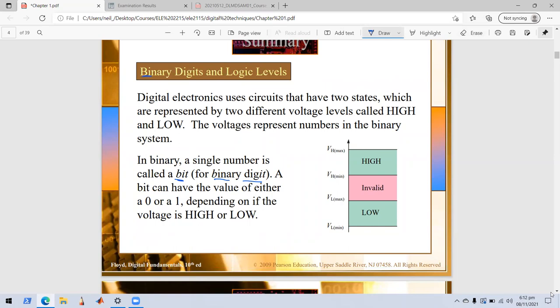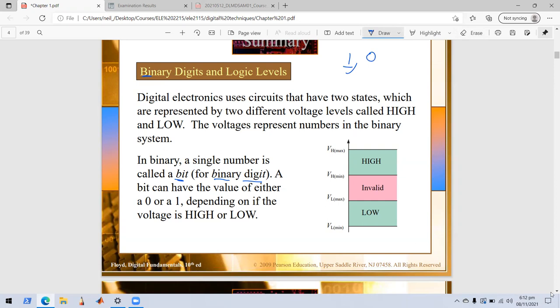Now, we can set it up either way. We can say that when something is on, it can be a 1, and when that thing is off, it can be a 0. Or we can set it up the other way, which is that when something is on, that's a 0, and when the thing is off, that's a 1. Depends on how you want to set it up. One is called positive logic, and the other one is called negative logic. However, this one's more common.